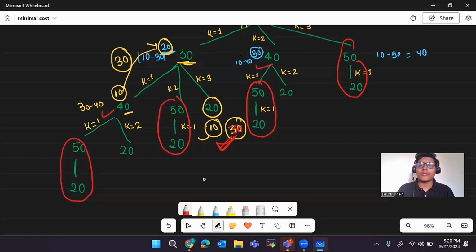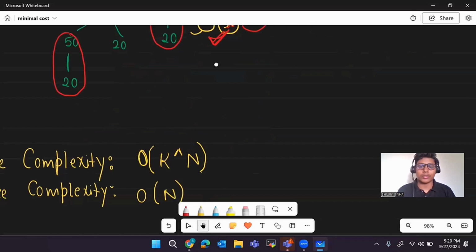So from here we can understand that there is an overlapping subproblem, and when there is an overlapping subproblem, then we know we can solve this type of question using dynamic programming, and we can reduce this overlapping part. Okay, so let's now try to understand how we can solve this question.